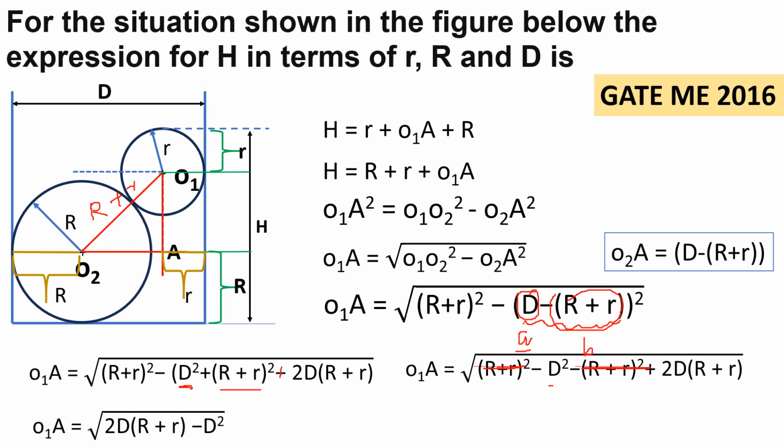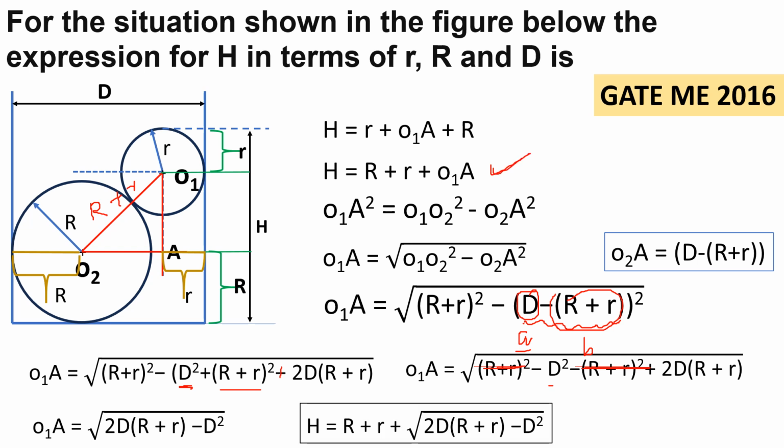So this value is substituted in the H value. Then H equal to capital R plus small r plus the square root of 2D into R plus r minus D square. So here capital H equal to R plus r plus square root of 2D into R plus r minus D square.